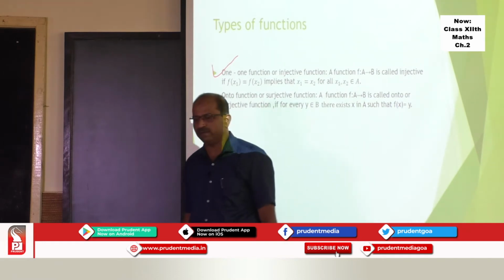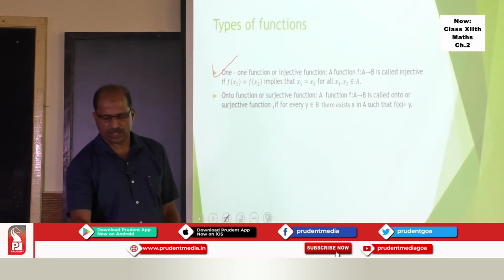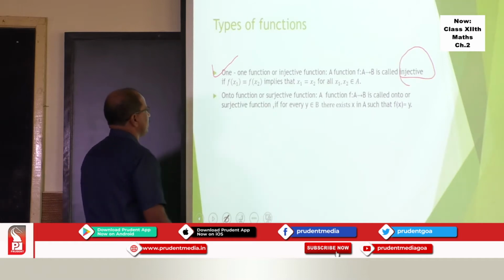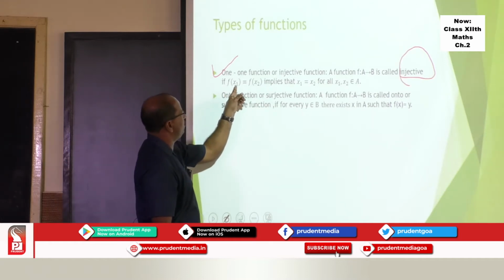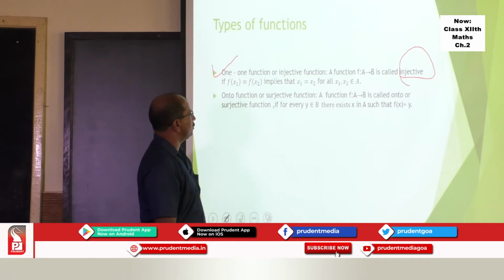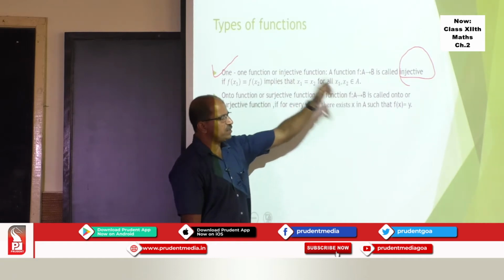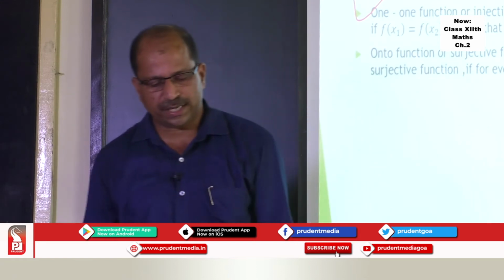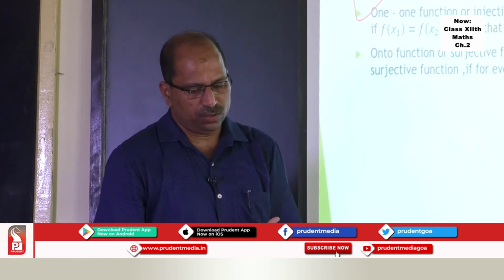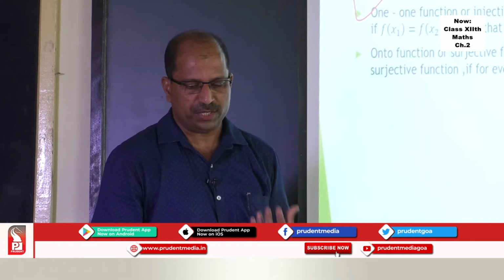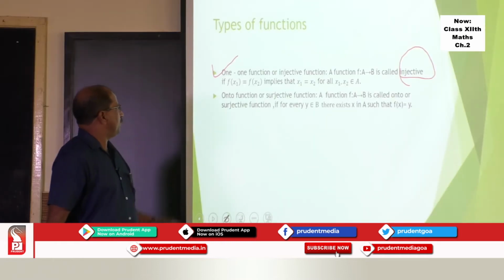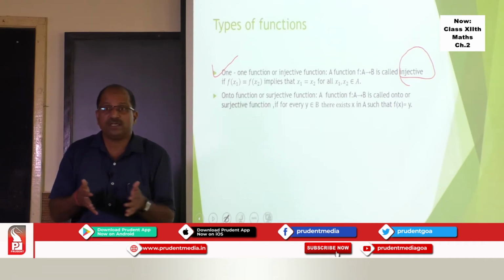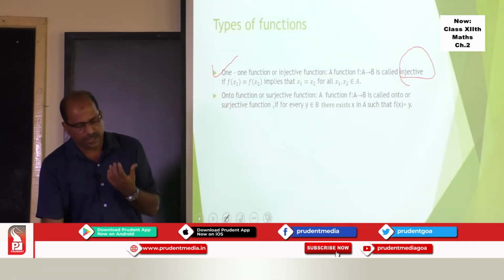Other name for one-one. So, injective is the other name for one-one. A function is called injective if f of x1 is equal to f of x2 implies x1 is equal to x2 for all x1, x2 belonging to the set A, the parent set or the domain set of the function. Okay. So, f of x1 is equal to f of x2 implies x1 is equal to x2.